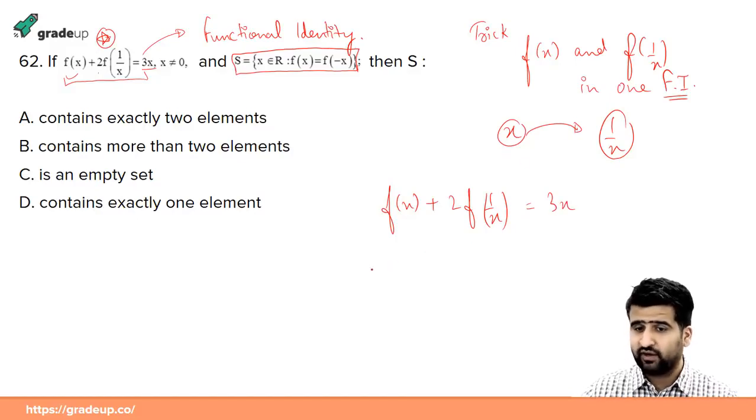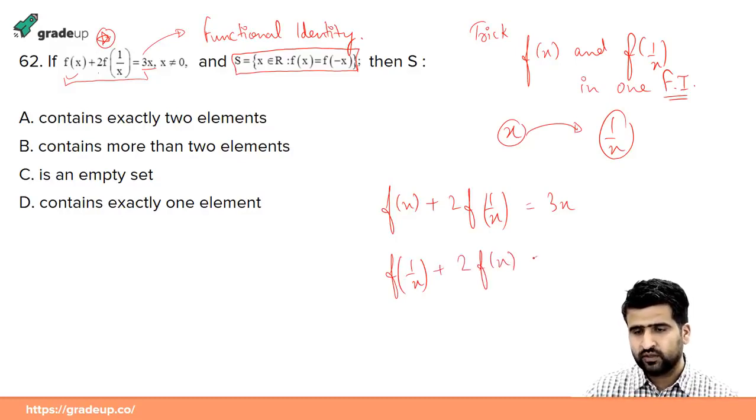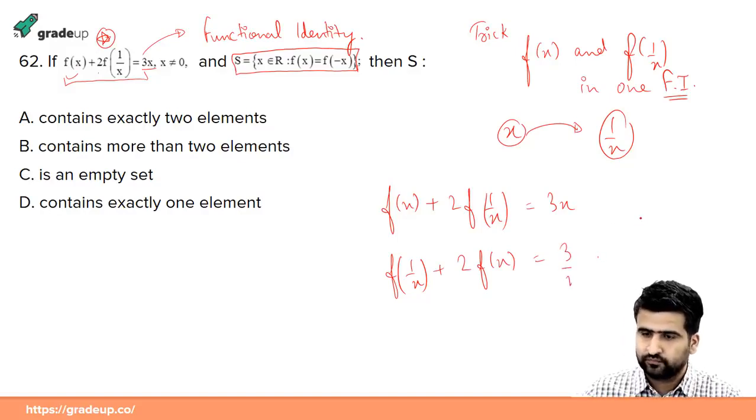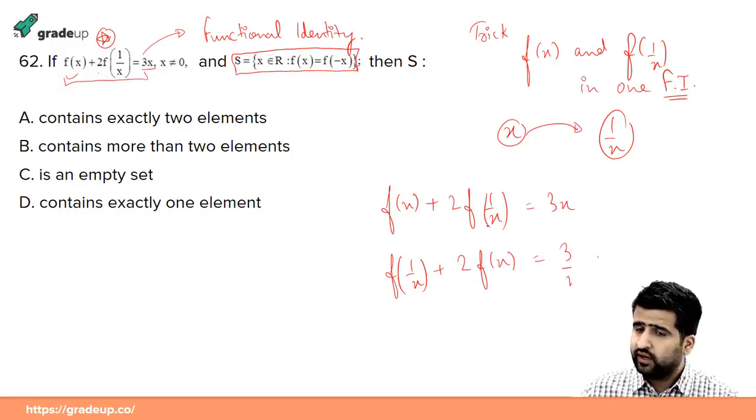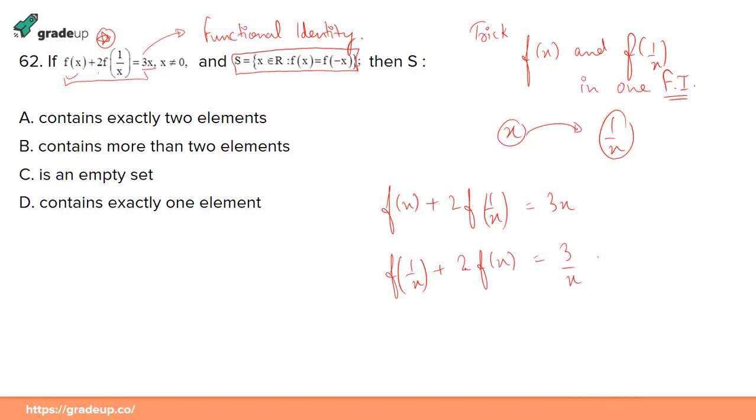you get f(1/x) + 2 f(x) = 3/x. So this is what we get. Alright, so these are the two equations. If you simultaneously solve these two equations, you can easily find the value of f(x). So multiply this full equation by 2. Alright, so you get the value of f(x), which will be equal to 2/x minus x. So you can simply see that f(x) will be 2/x minus x.